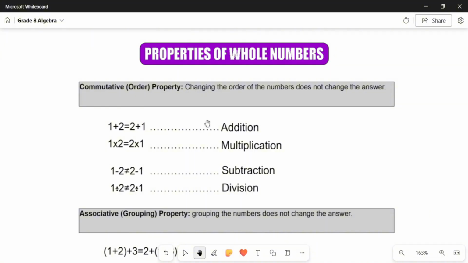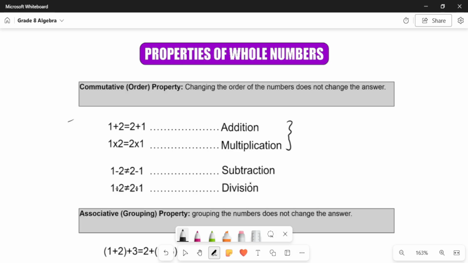So the first thing we talk about is the commutative property. And basically what the commutative property states is that by changing the order of the numbers, we do not change the answer. And so let's look at addition. When we say 1 plus 2 is the same as 2 plus 1. We say 1 times 2 is the same as 2 times 1. Therefore, we say that addition and multiplication are commutative because changing the order of the numbers when we use these operations does not change the answer.